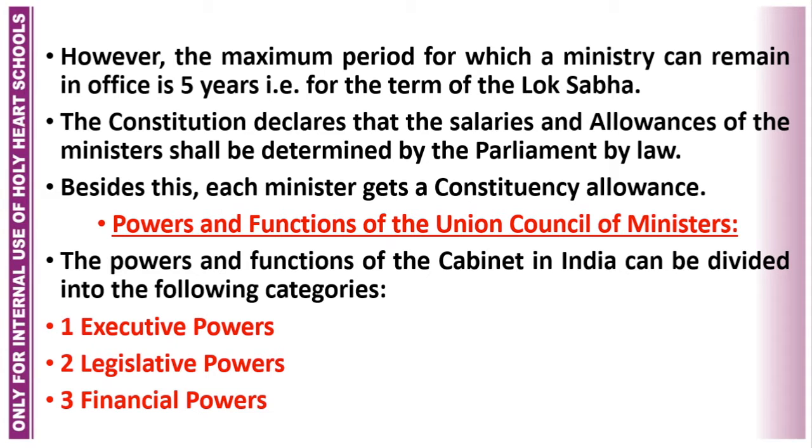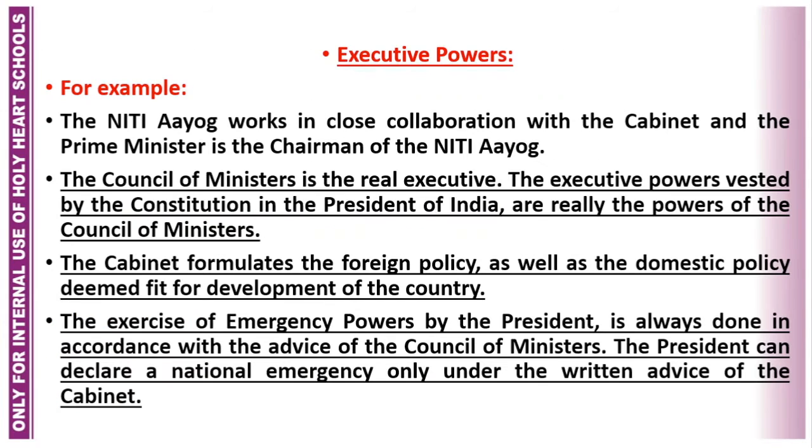Now, I will discuss the powers and functions of the Union Council of Ministers. The powers and functions of the cabinet in India can be divided into the following three categories. Number 1, executive powers, number 2, legislative powers, and number 3, financial powers. First, I will talk about the executive powers. I will start with an example. The Niti Aayog works in close collaboration with the cabinet, and the Prime Minister is the chairman of Niti Aayog. This I have already discussed while talking about the key terms.